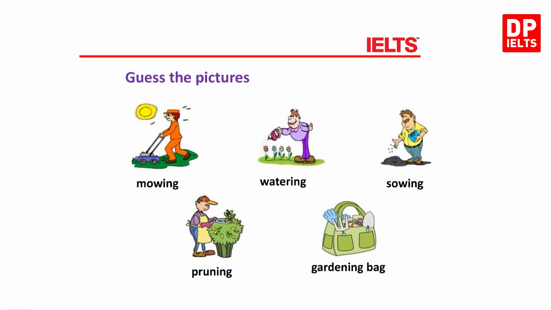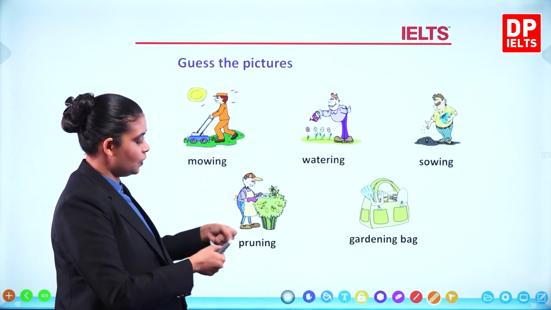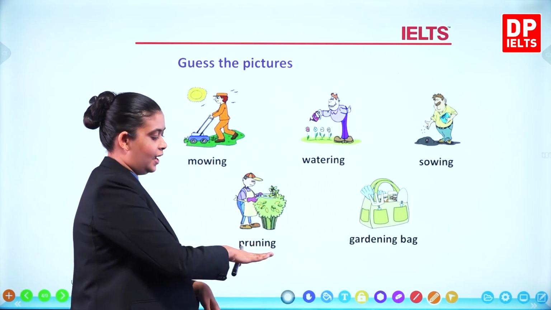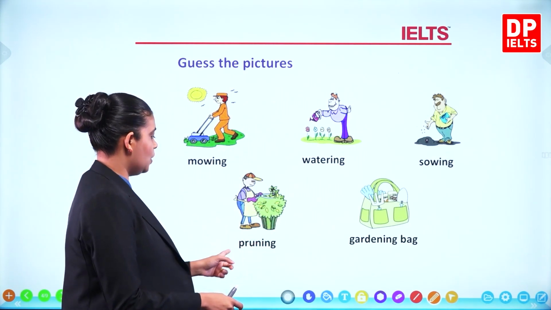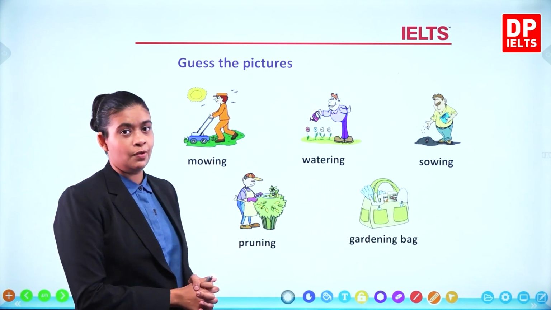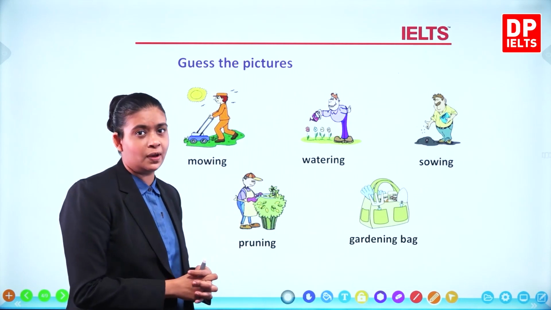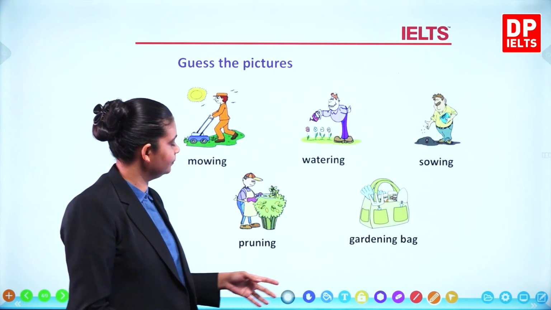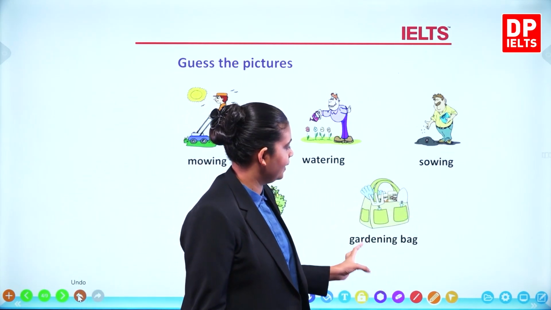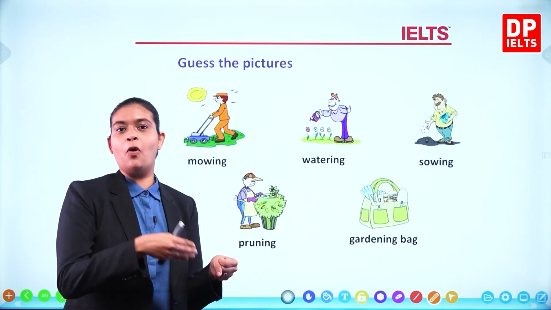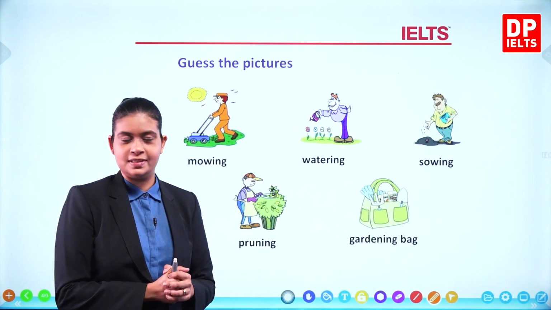Sowing means planting seeds. This one, you cut the bushes and you nicely trim the bushes. You say pruning. We don't say trim, pruning, right? You can prune them in different shapes as well, okay? Gardening bag. This is the bag where you keep all your gardening tools.